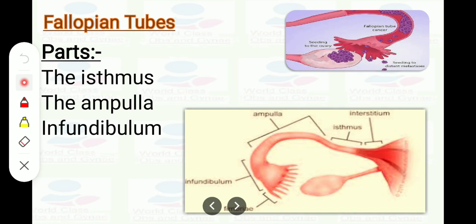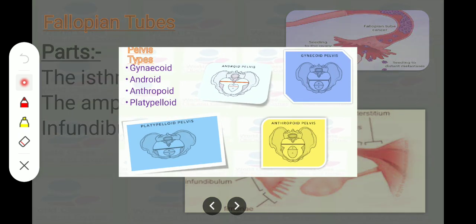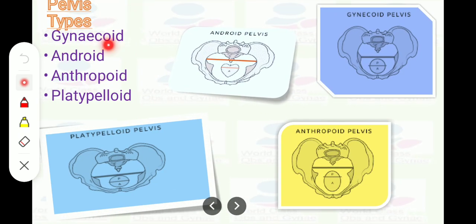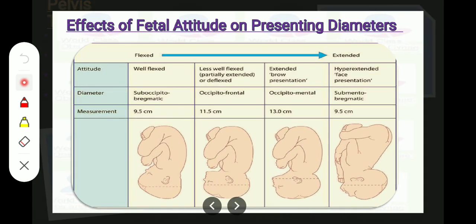the fimbrial end. Okay, and the type of pelvises we have: gynecoid, android, anthropoid, and platypelloid, and I have explained a little bit detail of these pelvises in a different video. You can check on YouTube. Now, this figure is very important.